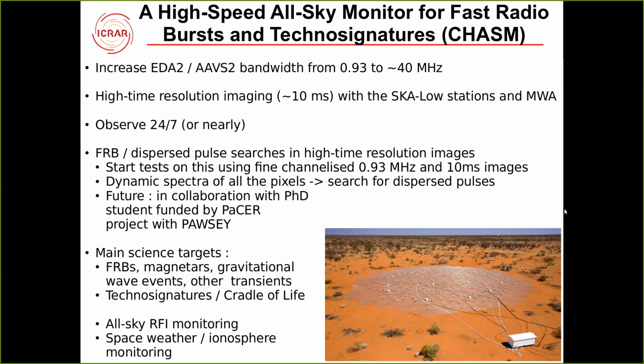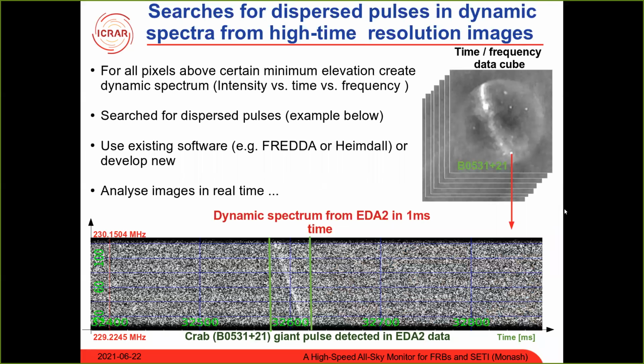So, there are other possible science goals, and especially Technosignatures. Danny Price is particularly interested in looking for signals from extraterrestrial intelligence. The way we are going to do this, we will have these data cubes of very high time resolution images in fine time resolution, and we will analyze basically every pixel in the image, which corresponds to a specific direction in the sky. We will form a dynamic spectrum for each pixel direction in the sky, like the one shown here.